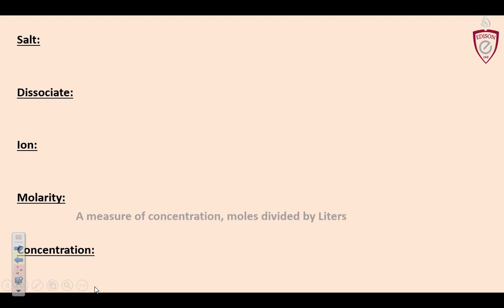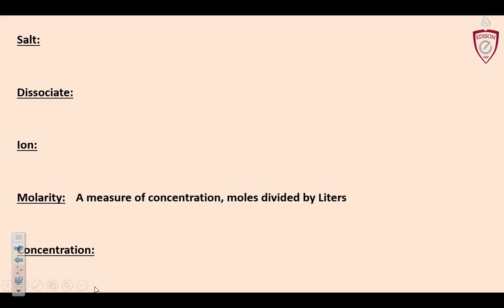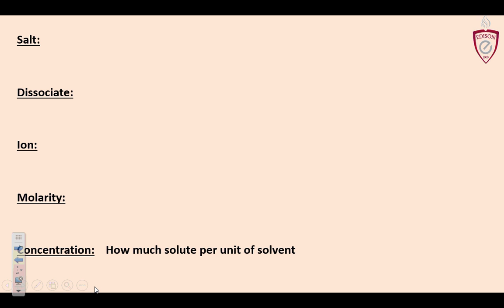Molarity from last unit. A measure of concentration, the moles divided by liters. It's important because acids and bases are compounds dissolved in water, so you have to have a concentration for it. A 1 molar acid is not as concentrated as 12 molar acid. We won't be using 12. Probably won't even be using 1. Well, maybe. We'll see. You'll have to tell us when you do your titration. How much solute per unit of solvent?